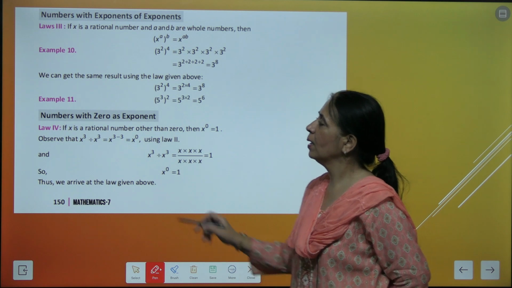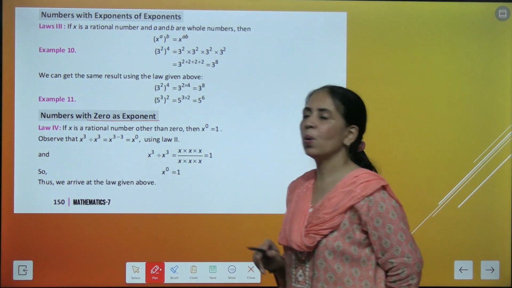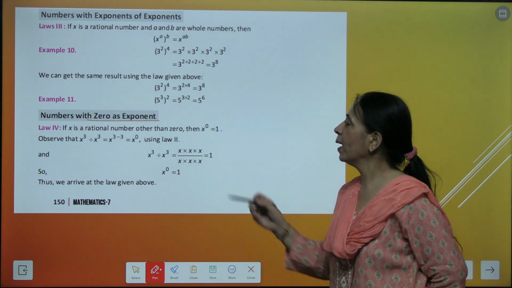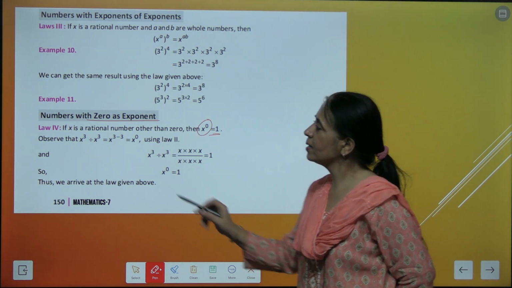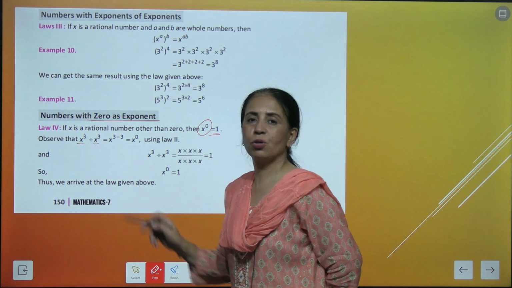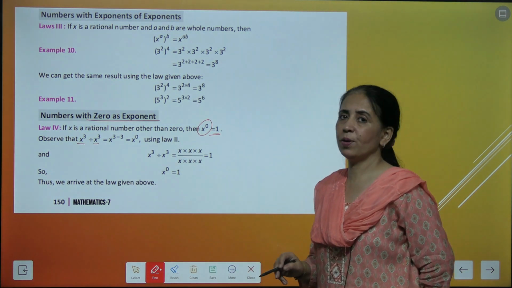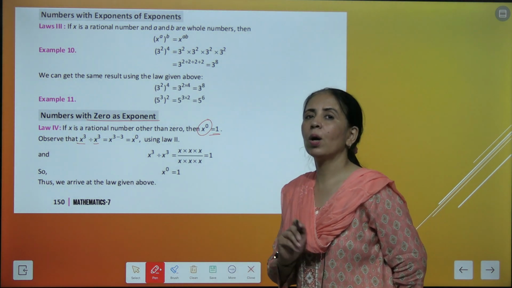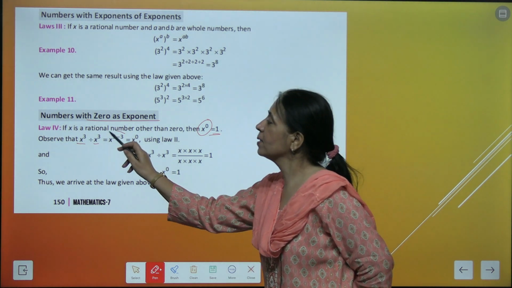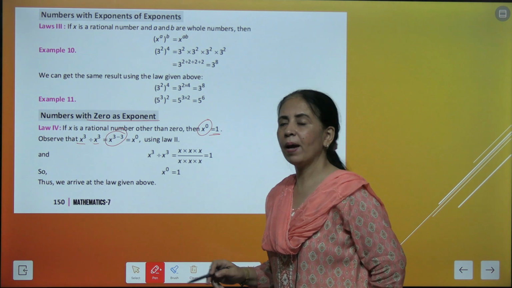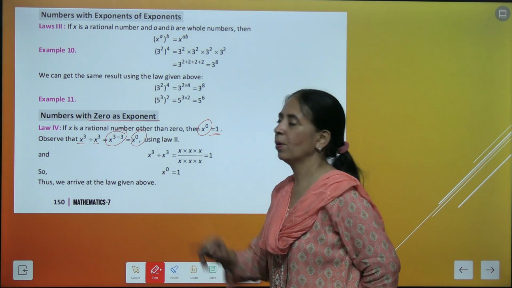गॉट इट? नाउ नंबर्स विद 0 एज एक्सपोनेंट, कोई भी नंबर है जिसकी पावर 0 है तो आंसर हमेशा 1 आएगा. लेट्स सी x raised to the power 3 divided by x raised to the power 3. आपका लॉ कहता है कि इनका डिफरेंस निकलेगा और हमें मिलेगा x raised to the power 3 minus 3 which is x raised to the power 0.